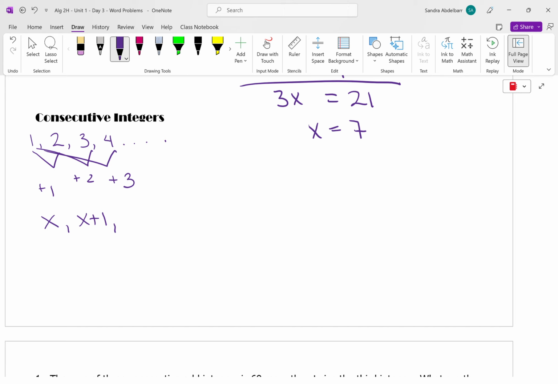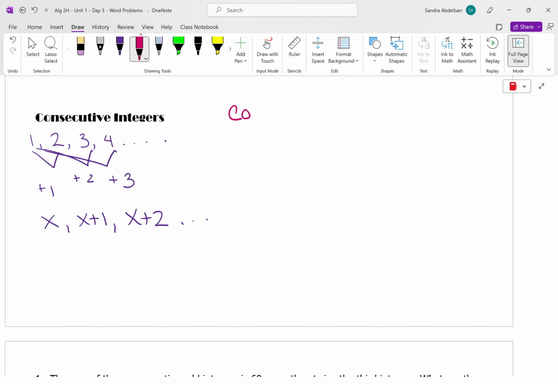Sanya. Okay. x plus 2. Good. And so on, right? Wouldn't the next one be x plus 3? So those are just regular consecutive integers. But then we have other options too. We have consecutive integers, but then we can have consecutive even integers.